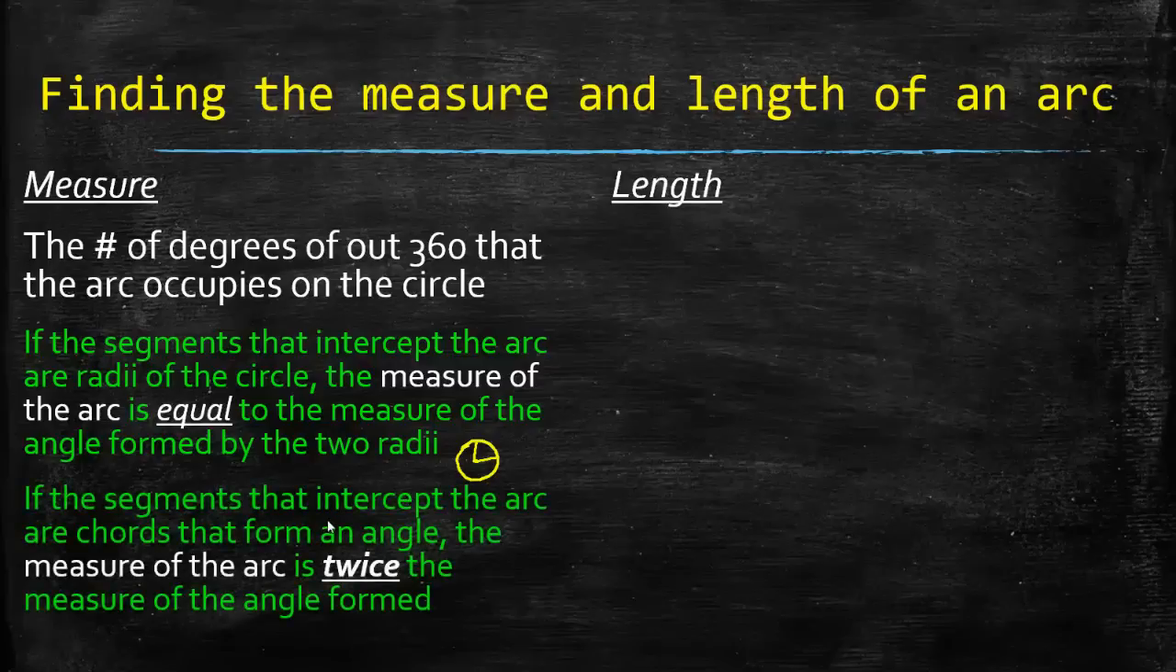Okay, now if the segments that intercept the arc are chords that form an angle, meaning they meet at a vertex on the outside of the circle, the measure of the arc is twice the measure of the angle formed.